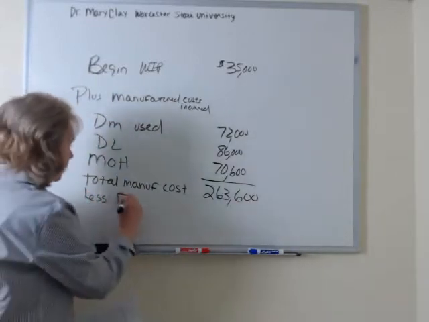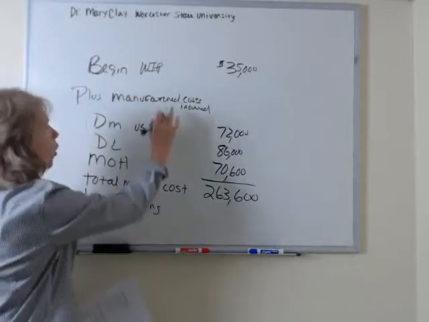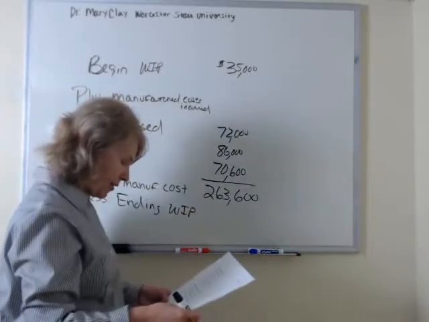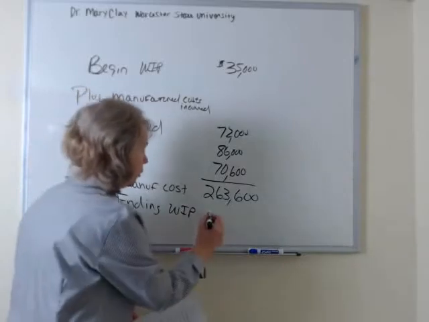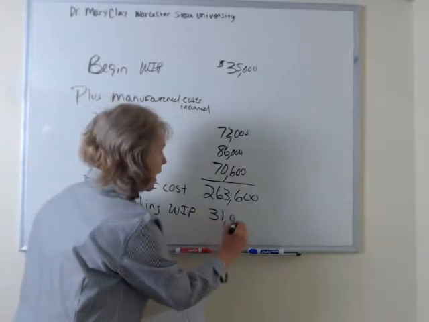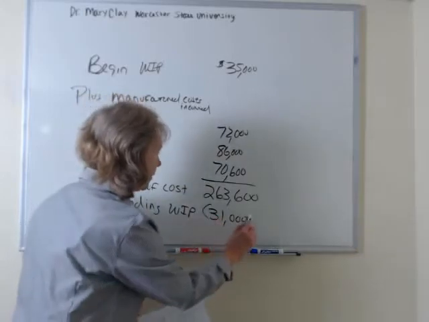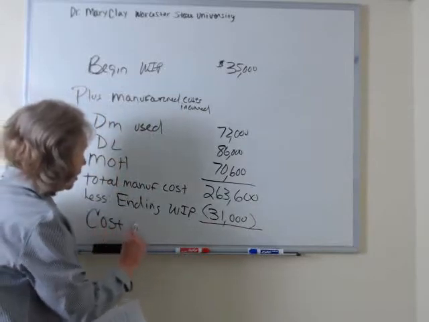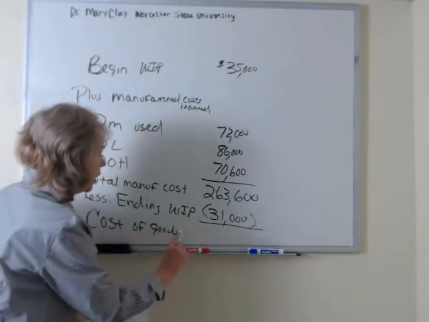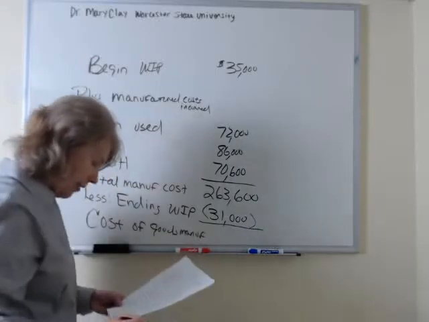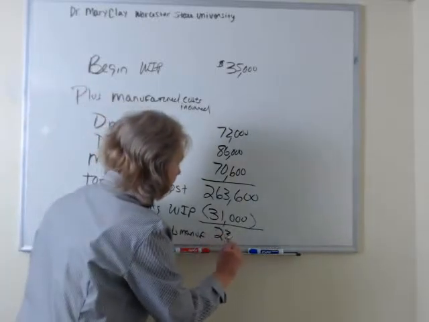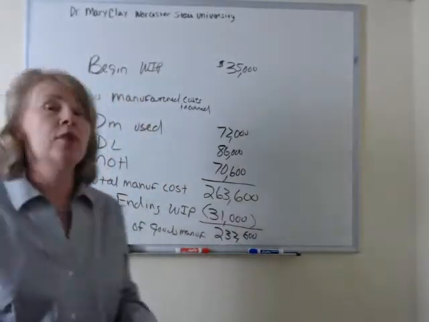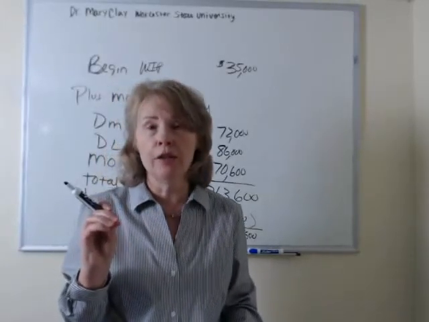my ending work in process. This is my ending work in process. This is what's still left in work in process. I'm trying to figure out the cost of goods manufactured. How much of those I have completed. So I subtract that. Okay. And I'm going to back into cost of goods manufactured. And that will give me 232,600. Okay, so that's my answer to cost of goods manufactured.